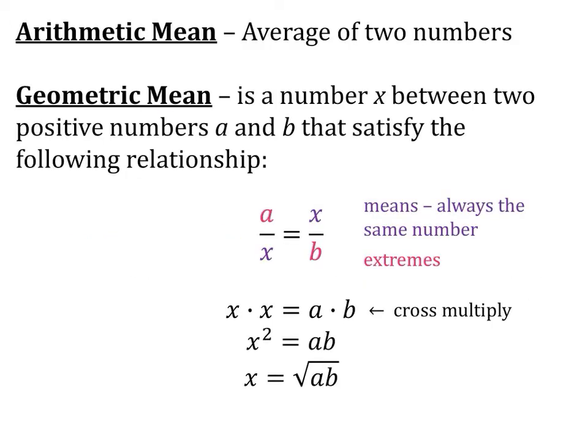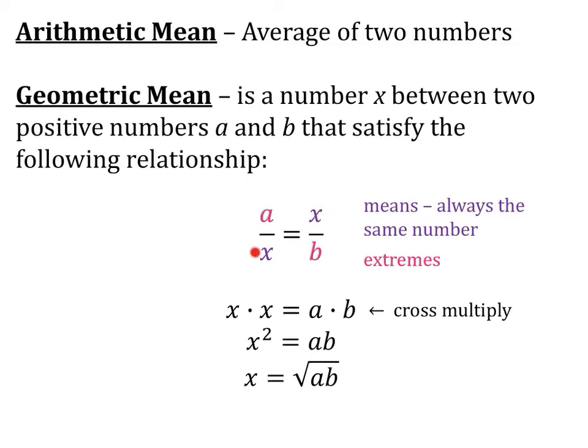So let's get a couple vocabulary words in our notes. First, arithmetic mean is the average of two numbers. We're very familiar with the arithmetic mean. You do this whenever you are averaging your grades. Geometric mean is a little bit different. It's a number x between two positive numbers a and b that satisfy the following relationship.